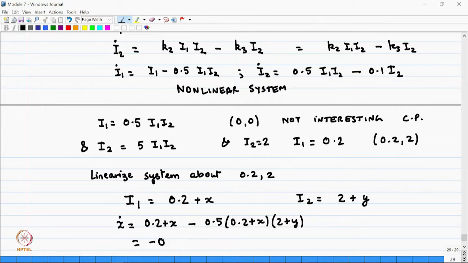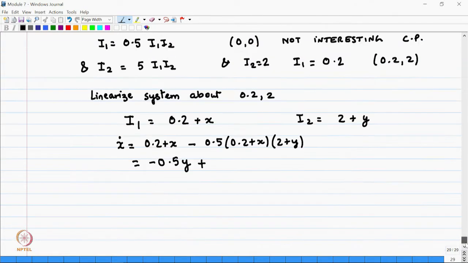So you will have minus 0.5 y plus the xy term, which is nonlinear, plus nonlinear term, and y dot is equal to... So if you write for y dot, what you will get is, sorry, not 0.5 y, for 0.5 into 0.2 into y. So that is 0.1 y.